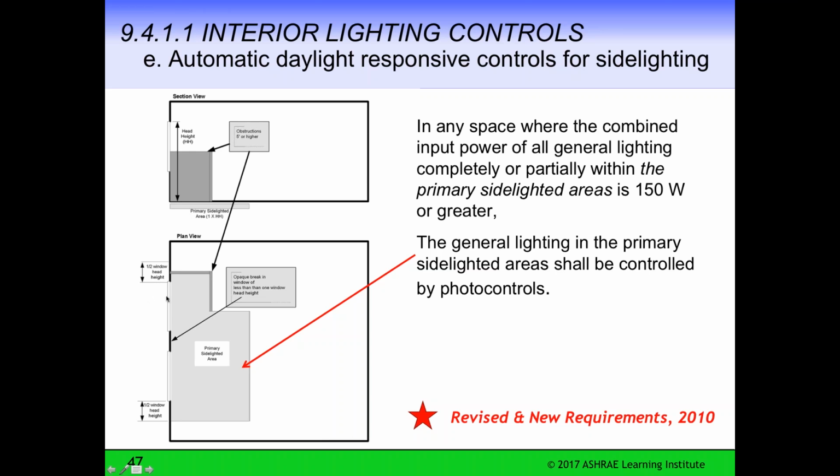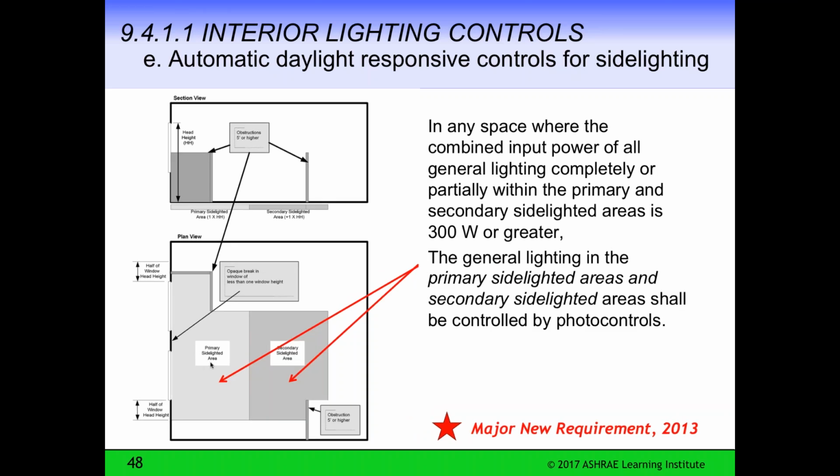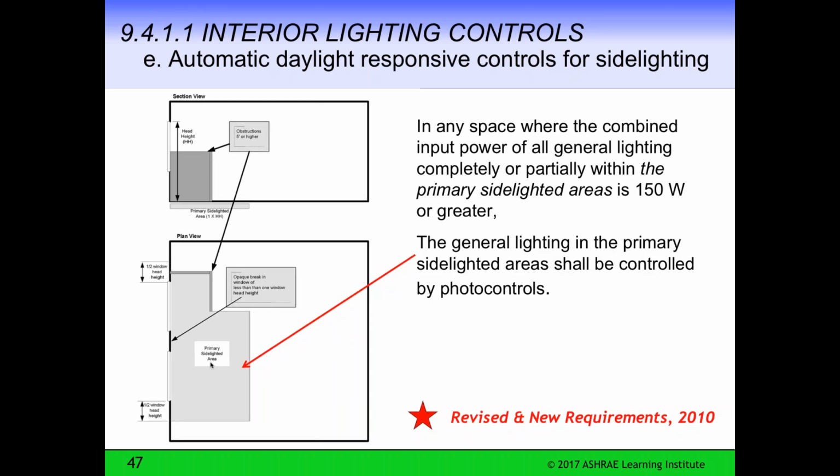So if you have windows, you have a primary side lighted area next to those windows, and you must control the lighting in the primary side lighted area separately from the rest of the space. And there are some exclusions for obstructions 5 foot or higher, and there are specific rules for how far past the edge of the glass you go. But it's a mandatory requirement for automatic daylighting controls by photo control sensors. This was in 2010.